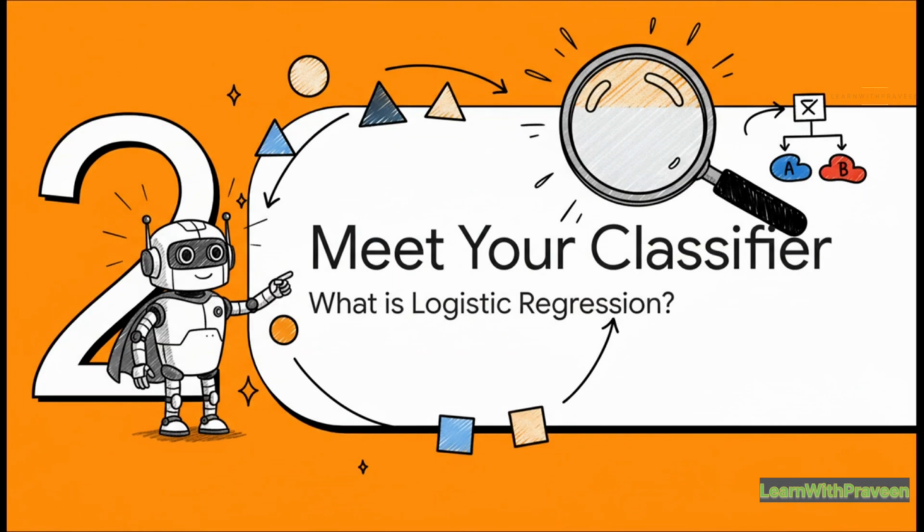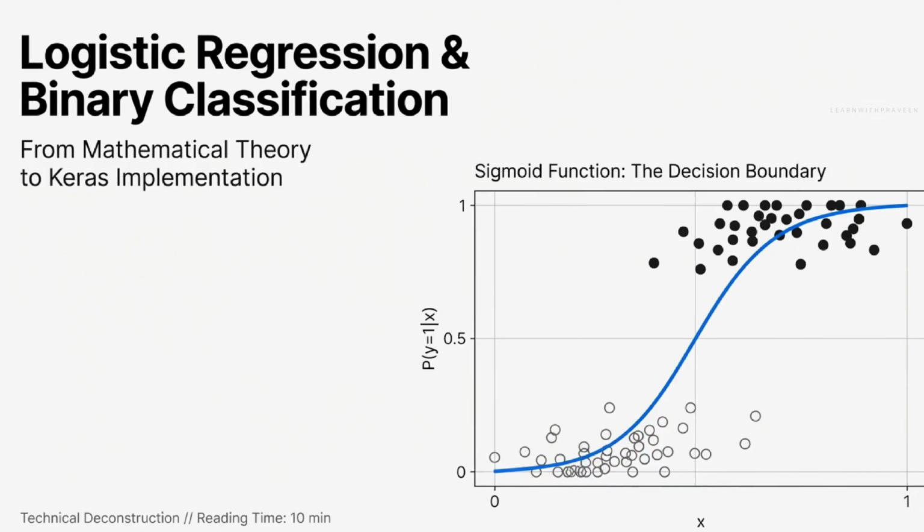So let's properly meet our tool for the job. This is the algorithm that takes a whole mountain of messy data and turns it into these clean, clear-cut choices. It's time to pull back the curtain on logistic regression.